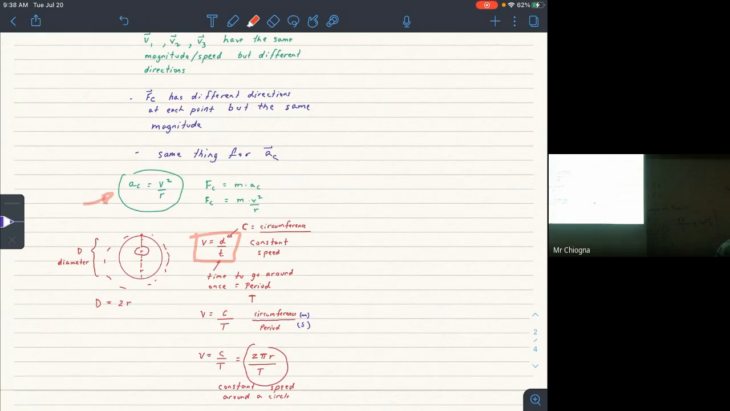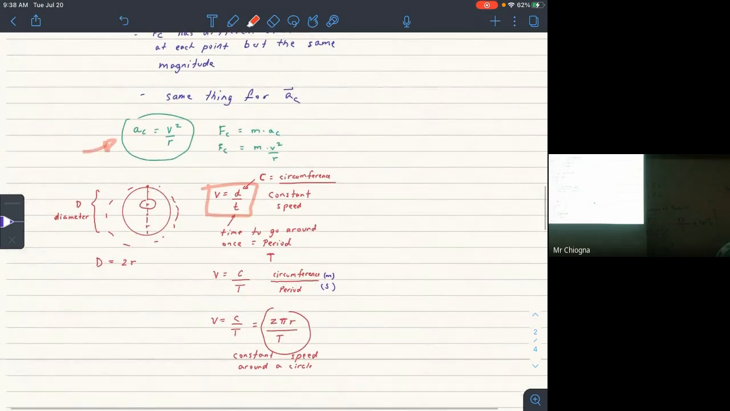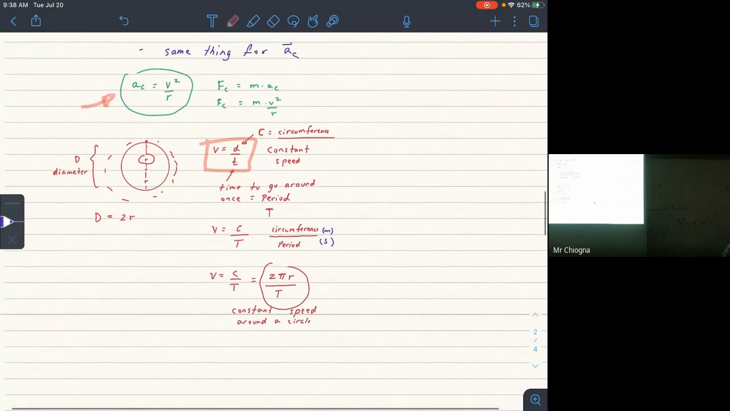Okay, now let's go back to this here. That's our equation for centripetal acceleration. Just rewrite it to remind ourselves. So this is the first equation. Equation number 1 is here. Now I'm going to derive a second equation for the centripetal acceleration in terms of the radius and period.